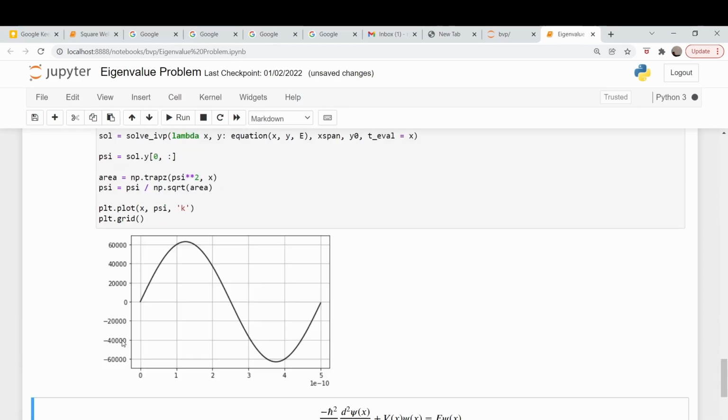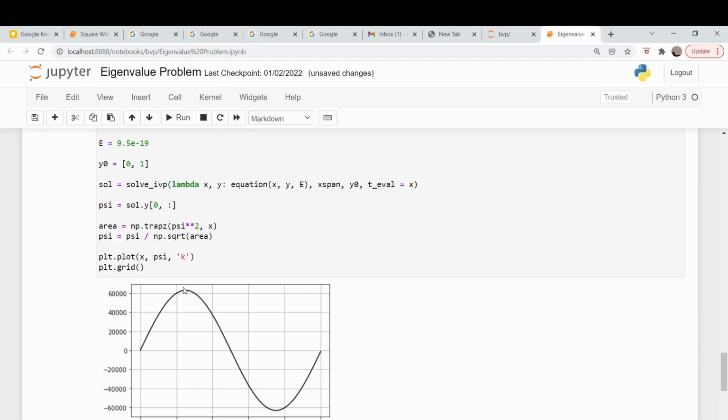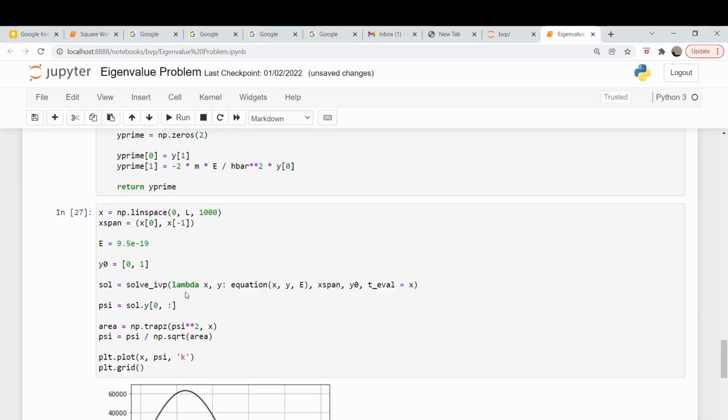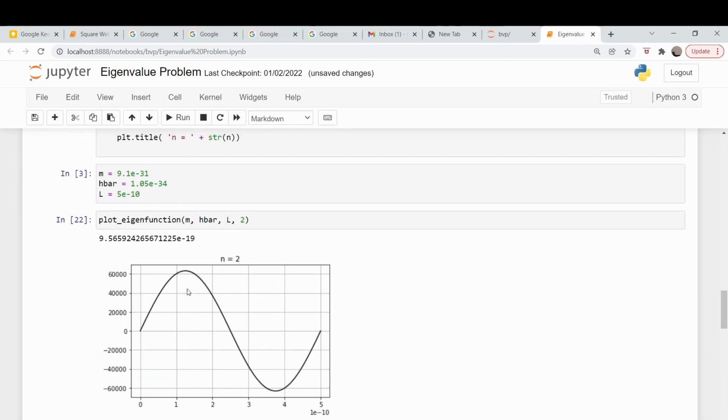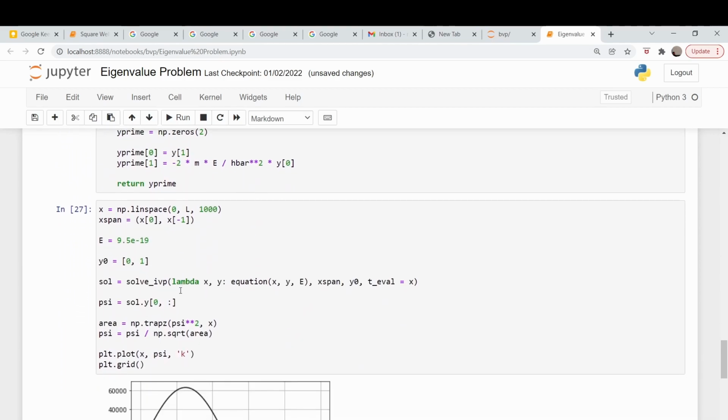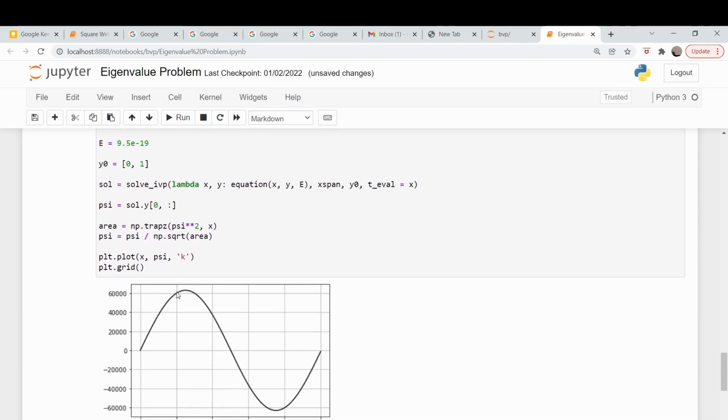So 9.5, that's fairly close. We could get a little bit better if we wanted. And this function has a maximum, again, a little above 60,000, and this one a little above 60,000. Awesome. So that is it.